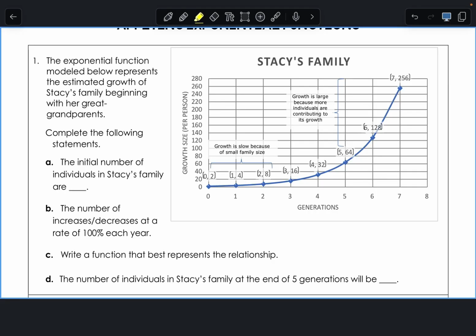It says 0. Initial. I need y'all to lock in. What does initial mean? The beginning, the y-intercept. So the initial amount of individuals in Stacy's family are 2.